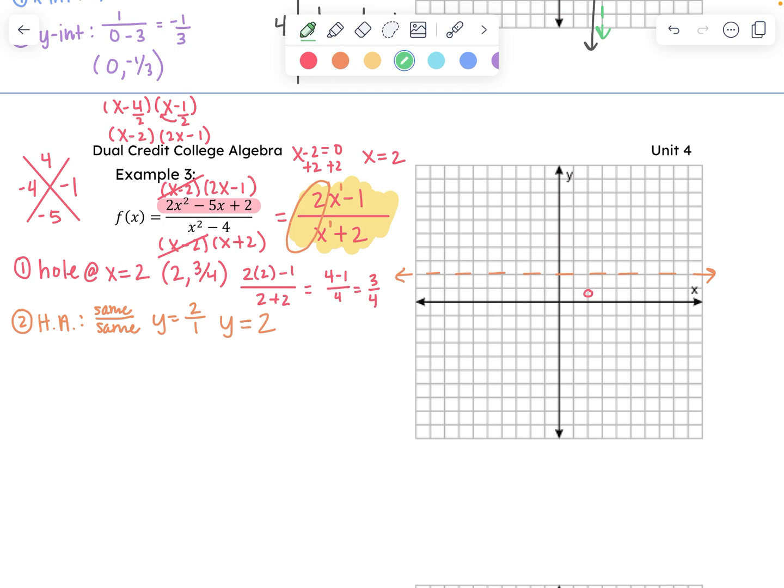My vertical asymptote, I'm going to take the denominator and set it equal to 0. So the denominator is x plus 2. When I subtract 2 from both sides, I get x equals negative 2. So it's going to go up and down at negative 2.